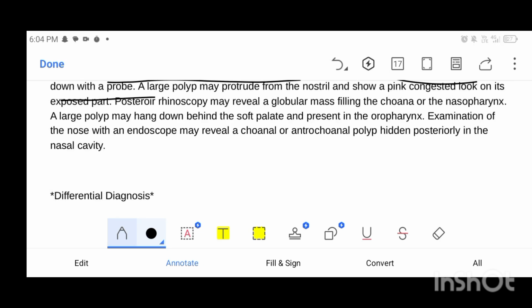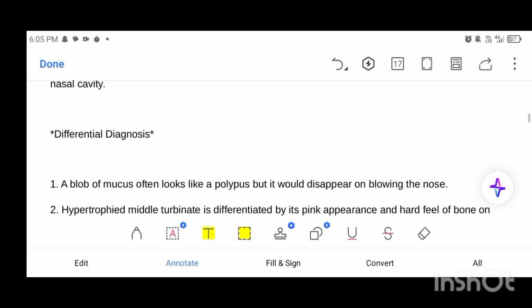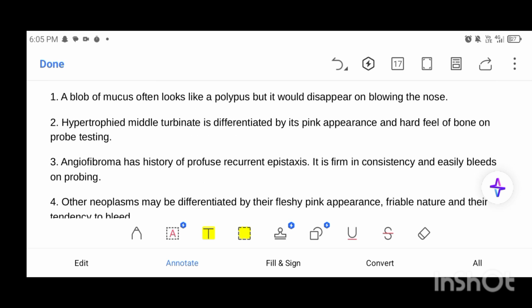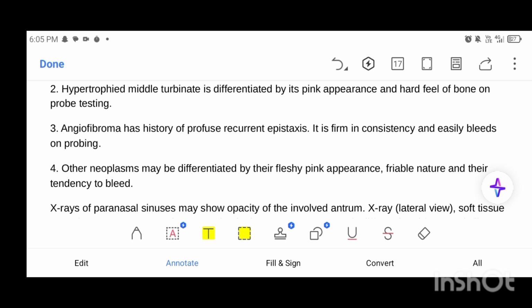It may be missed on anterior rhinoscopy. We can see it on posterior rhinoscopy. Its nasopharynx part, meaning its choanal part, we see on posterior rhinoscopy, and endoscopic examination reveals an antrochoanal polyp hidden posteriorly in the nasal cavity. So what is its differential diagnosis? We can differentiate it from a blob of mucus, hypertrophied middle turbinate, angiofibroma, and other neoplasms.